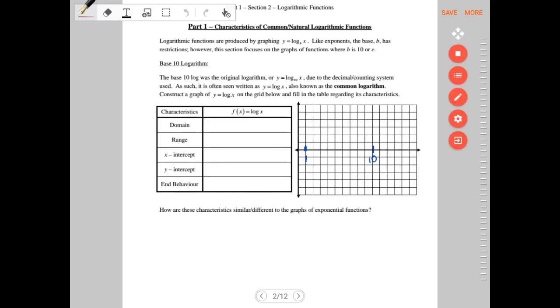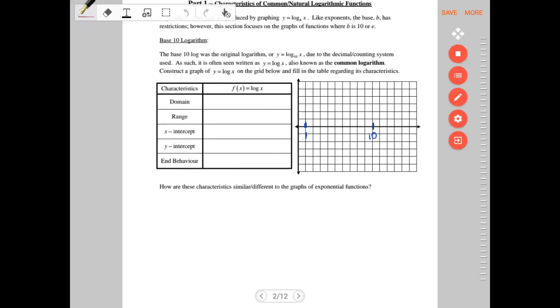Part 1, Characteristics of common and natural logarithmic functions. Logarithmic functions are produced by graphing y equals log base b of x. Like exponents, the base b has restrictions. However, this section focuses on the graphs of functions where b is 10 or e. We'll start with the base 10 logarithm.